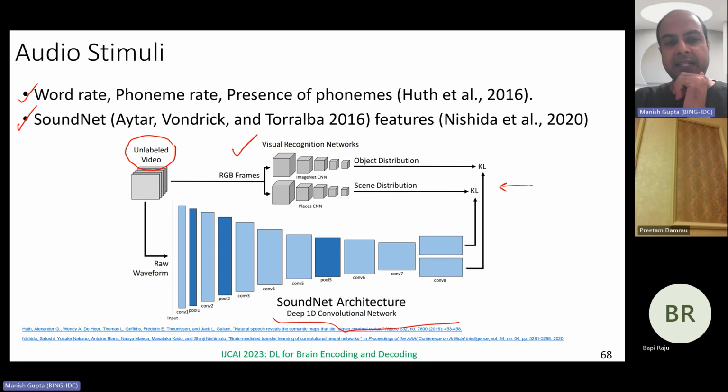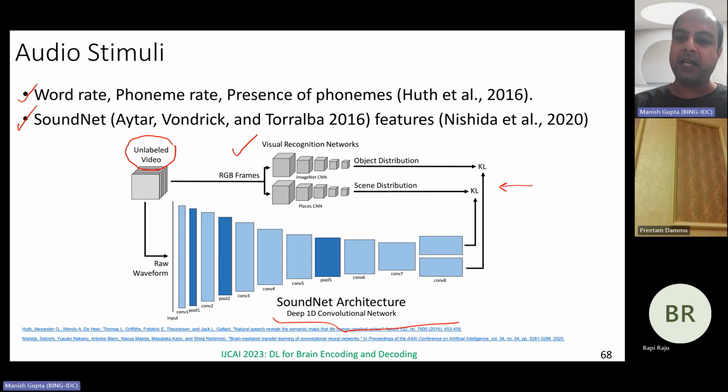Now, of course, more recently there have been many other audio models which have been proposed, but it has to be seen how these kinds of models become popular in the neuroscience community. Very recently, in fact, we had a paper in Interspeech where we experimented with several kinds of audio models, including Wav2Vec and Wav2Vec 2.0 and many other models which are popular in the speech community.